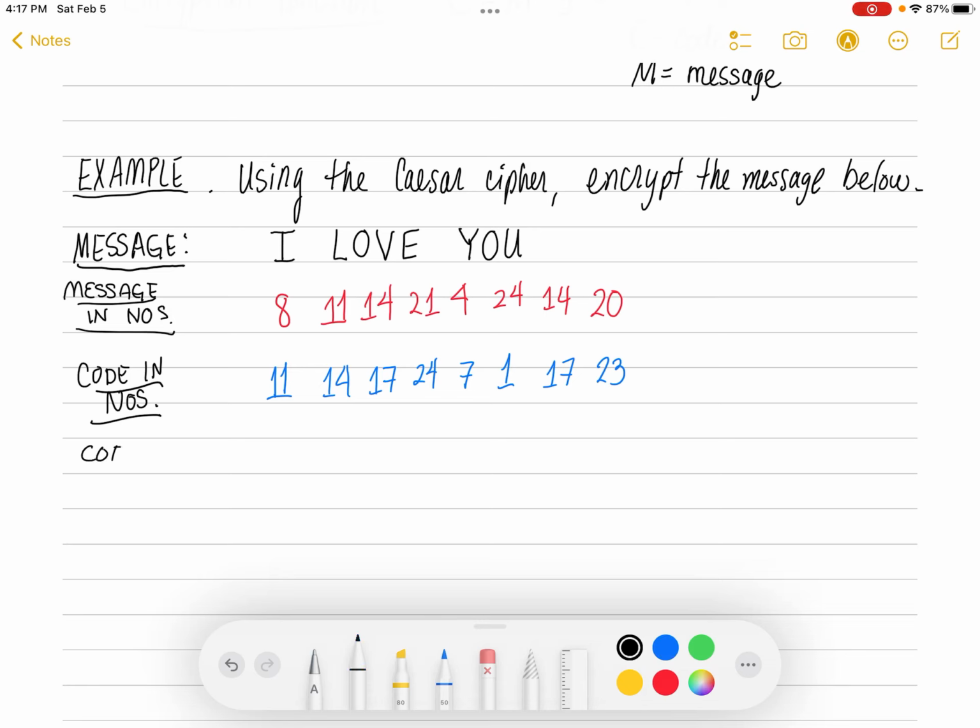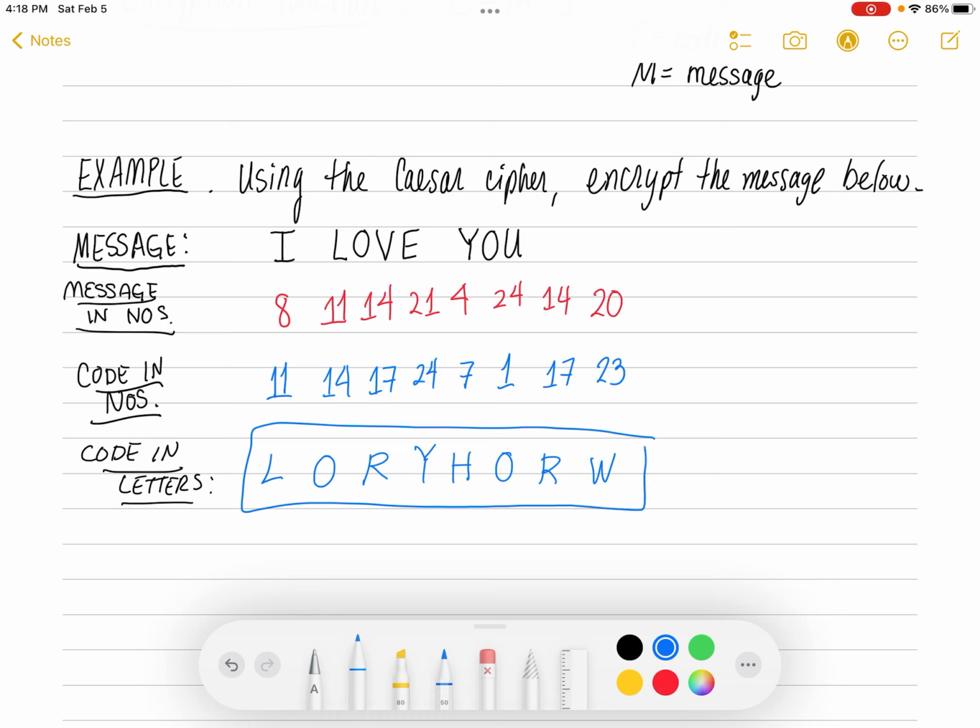So now we want to do our code in letters. So 11 is, what is 11? 11's L. 14 is O. 17 is R. 24 is Y. 7 is H. 1 is O. 17 is R. And 23 is W. So I love you is going to be Lori Horror.